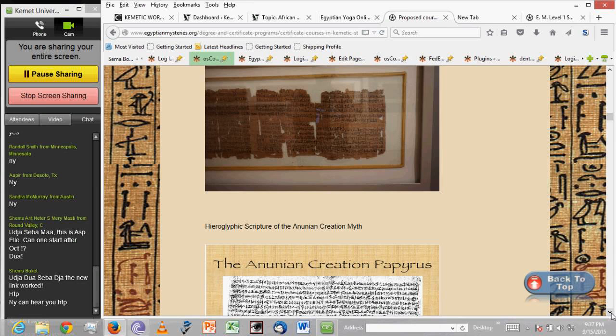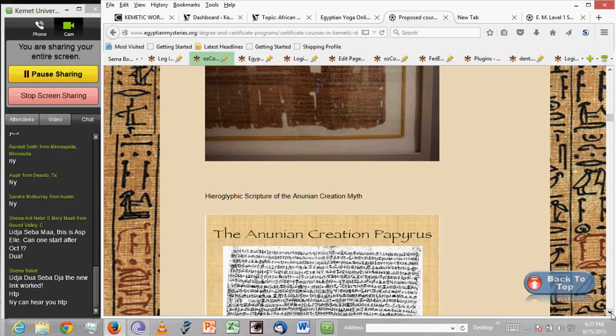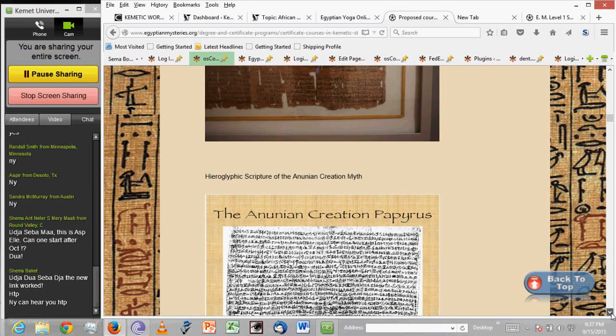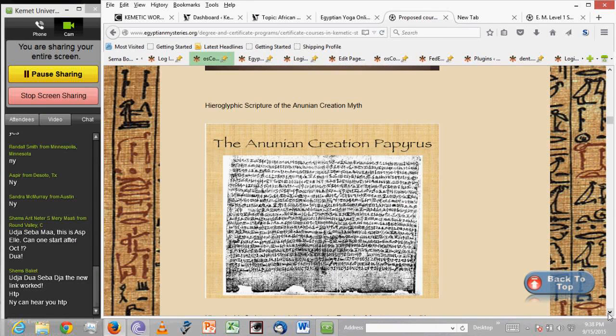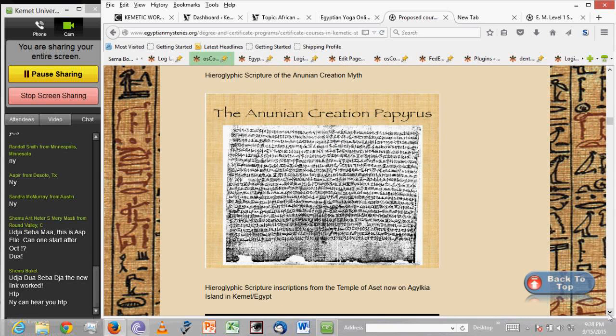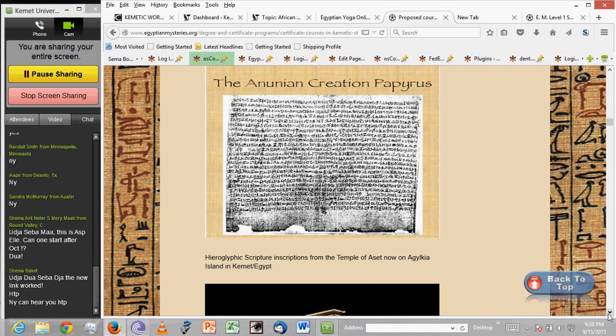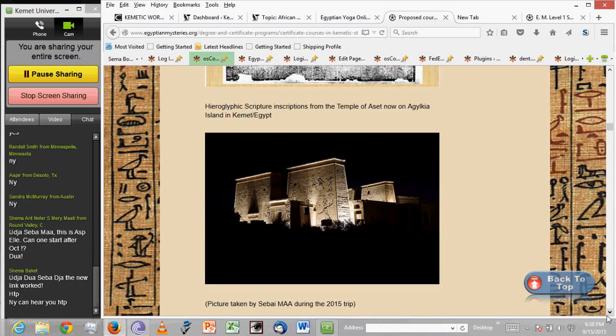This is the scripture of the Anunian creation, the creation myth, and that has important implications that feed into the Aset and Ra scripture. So we'll be looking at sections of this, statements here and there that feed into it. This is just a wonderful picture that I thought I'd include of the temple of Aset. I took this picture myself. We visited the temple at night. We went during the day, and we went at night also, and I took hundreds of pictures, and this is one of the ones that really came out nice.